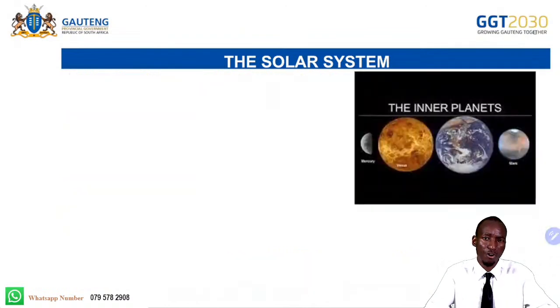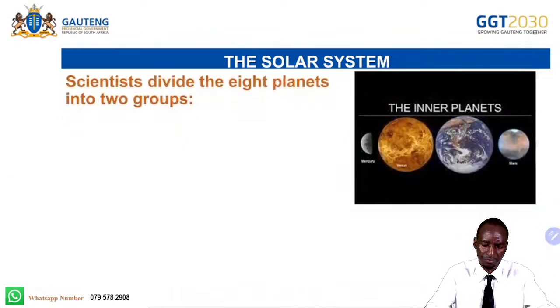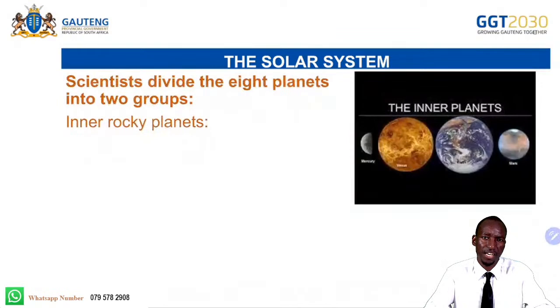Let's move on as we try to look at those 8 planets and find out how they are grouped. These 8 planets are grouped into 2 groups, and these groups have their own special features.